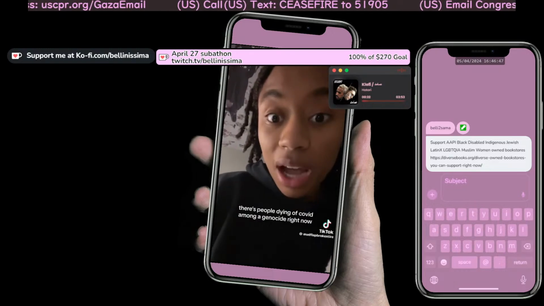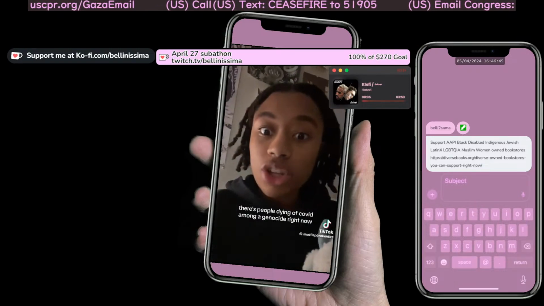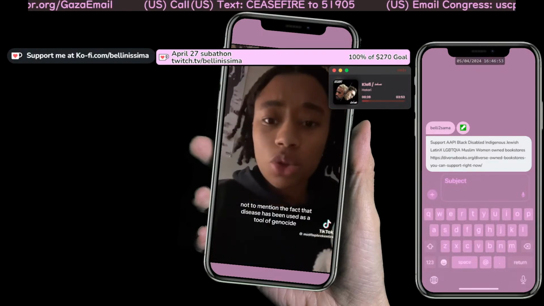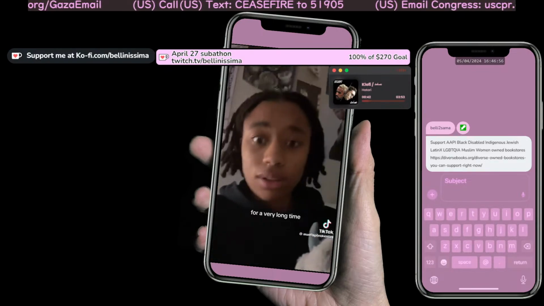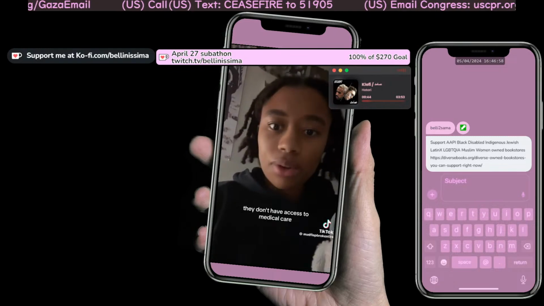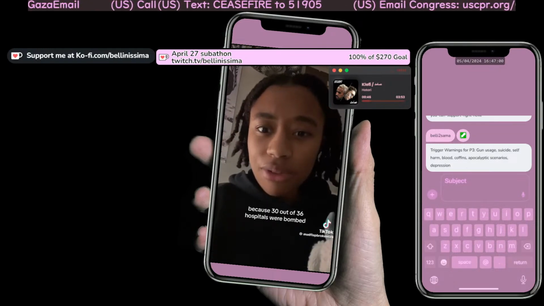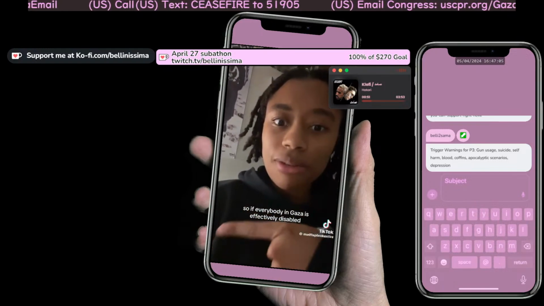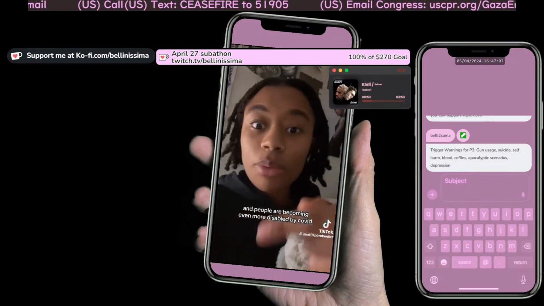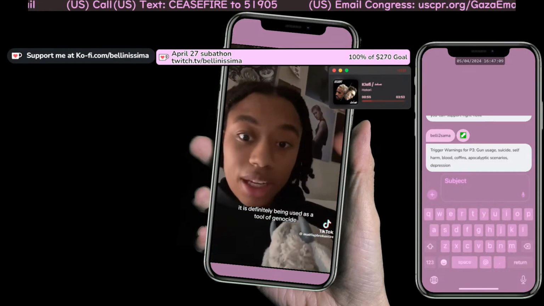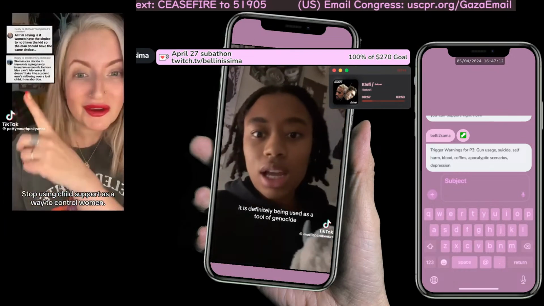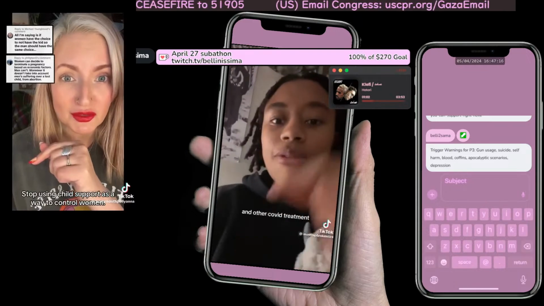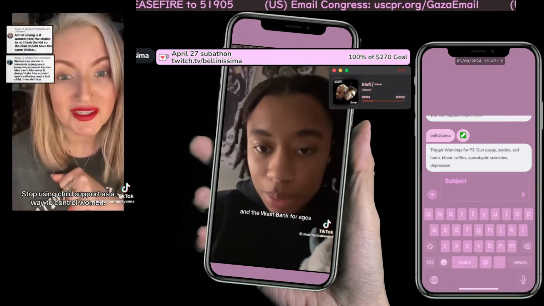There's people dying of COVID amid a genocide right now. Not to mention the fact that disease has been used as a tool of genocide for a very long time. They don't have access to medical care because 30 out of 36 hospitals were bombed. So, if everybody in Gaza is effectively disabled, and people are becoming even more disabled by COVID, it is definitely being used as a tool of genocide, especially when you consider the fact that Israel has blocked vaccines and other COVID treatment from getting into Gaza and the West Bank for ages.